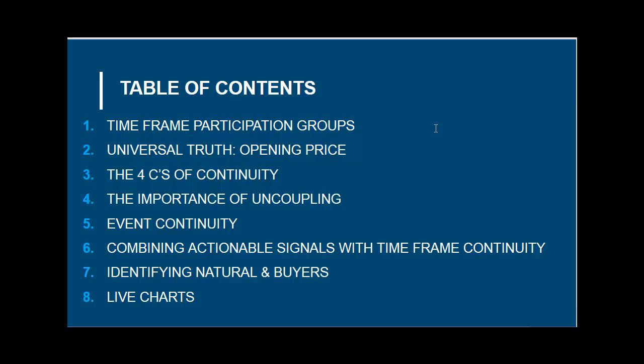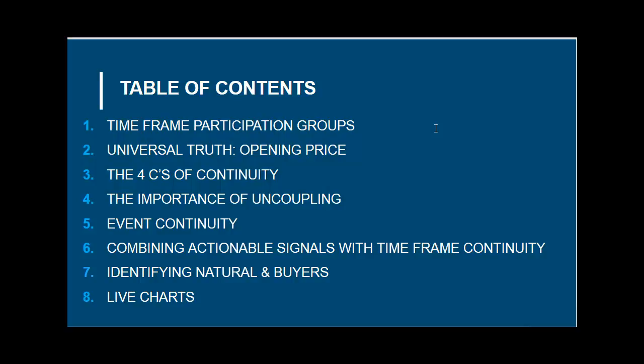We know that 2 of the 4 major time frames are going to change every day, right? Because the 60 and the daily are going to open. And we also want to look for the actionable signals. Are they going to cause the time frame continuity to change, or are they going to confirm, or do they conflict? All these things are going to be important. Talked about the importance of the uncoupling, right? So we can identify the 4 major groups. We can't do that until they uncouple.